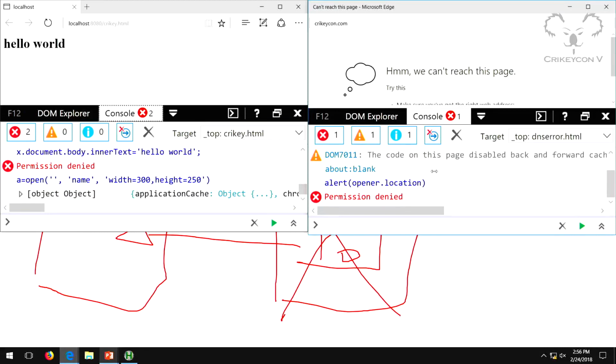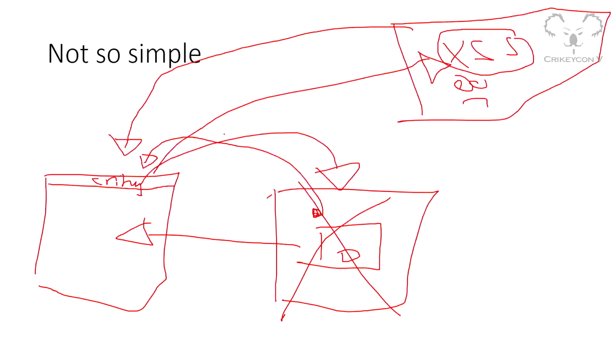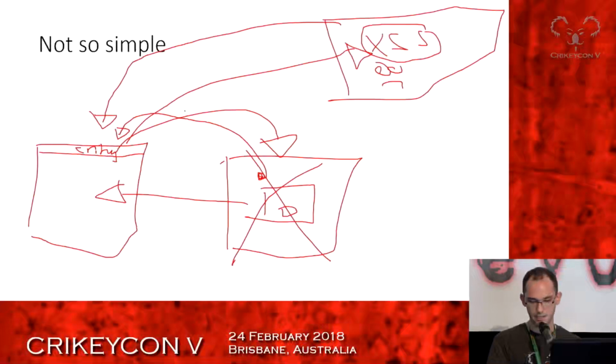And why is this? It's the same origin policy. So we've got the window here, it's sitting in the crikeycon.com domain, and JavaScript from that window is trying to act on this other window here that's in localhost, and the browser's just not going to allow it. So the same origin policy says no, so we can't do it.